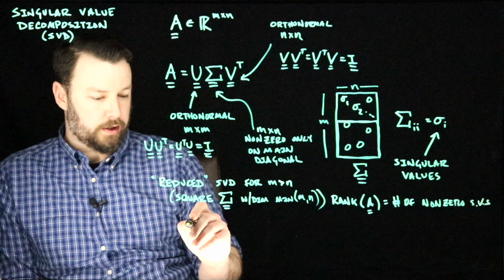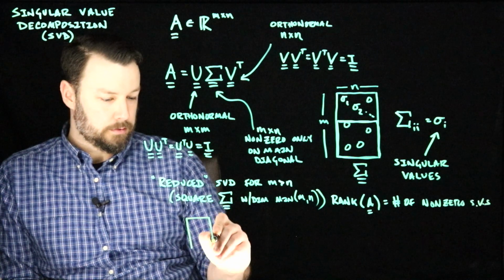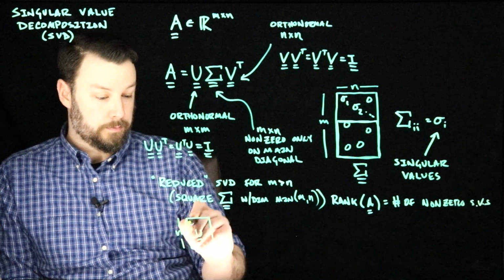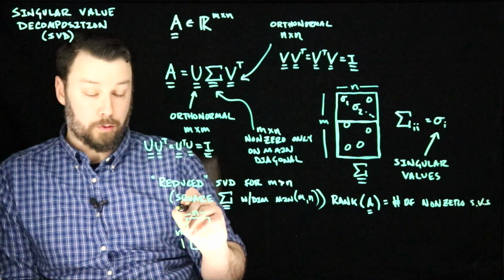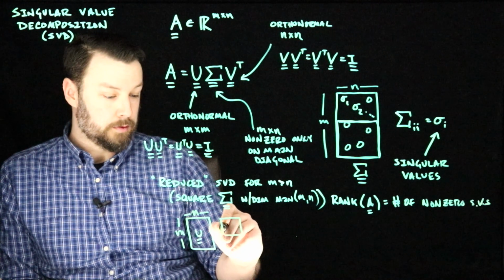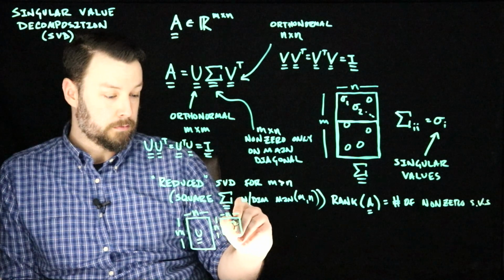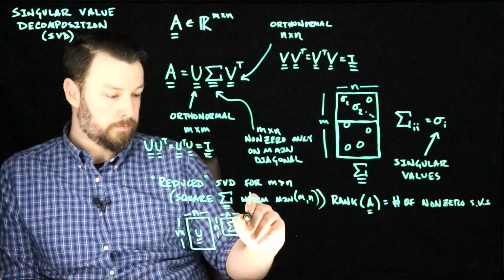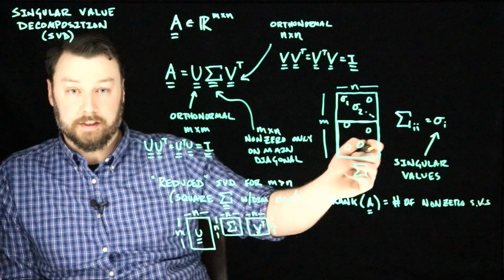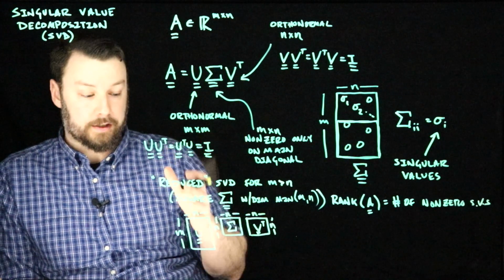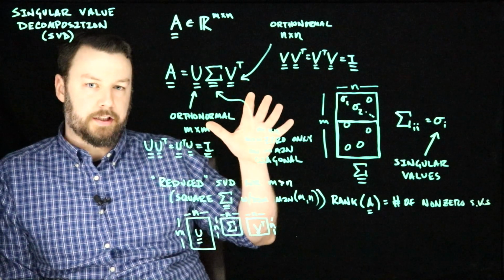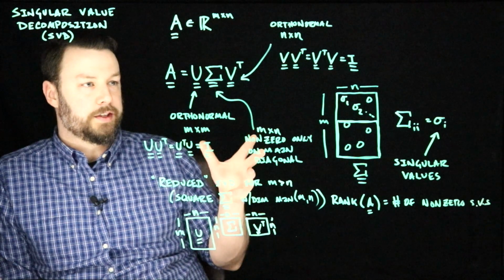So in this case, we would wind up in a situation where U would now be M by N rather than square, and instead sigma is square and N by N, and V transpose is N by N. And this eliminates these extra zeros and the useless extra columns of U that would have been multiplying by those zeros.